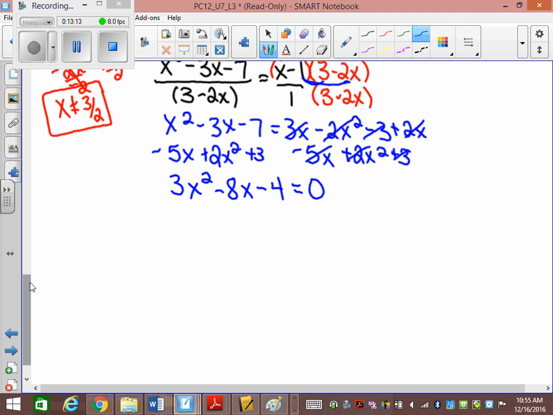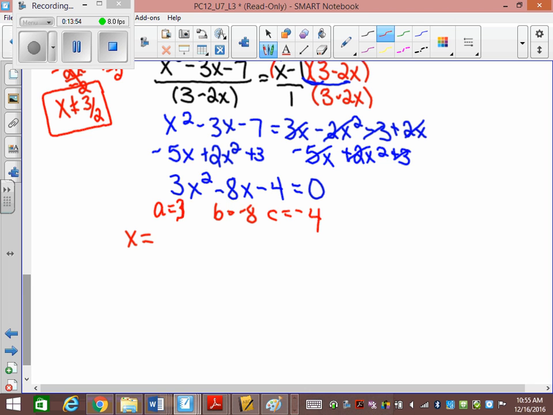Now we have to do decomp because we don't have a 1 in front of the x squared. So what multiplies to give me negative 12 and adds to give me negative 8? Is there anything? So what do you have to do? Now life would have been so much better if this was a positive 4, because then it would be 6 and 2. That would have sucked if I did the whole thing with 1.